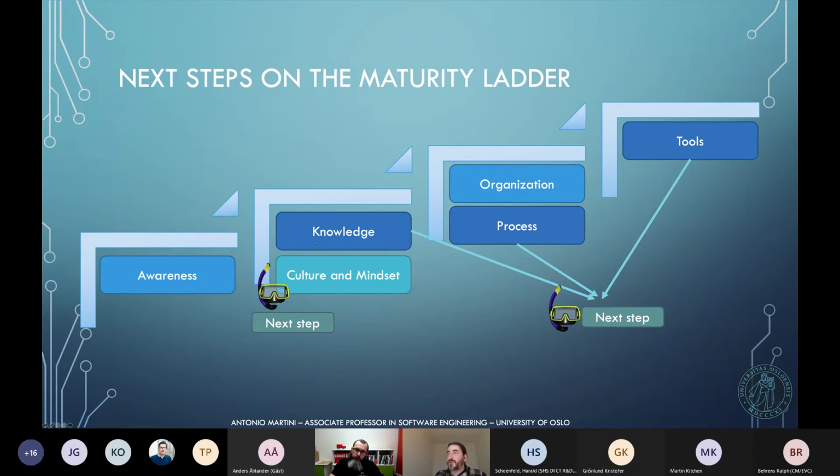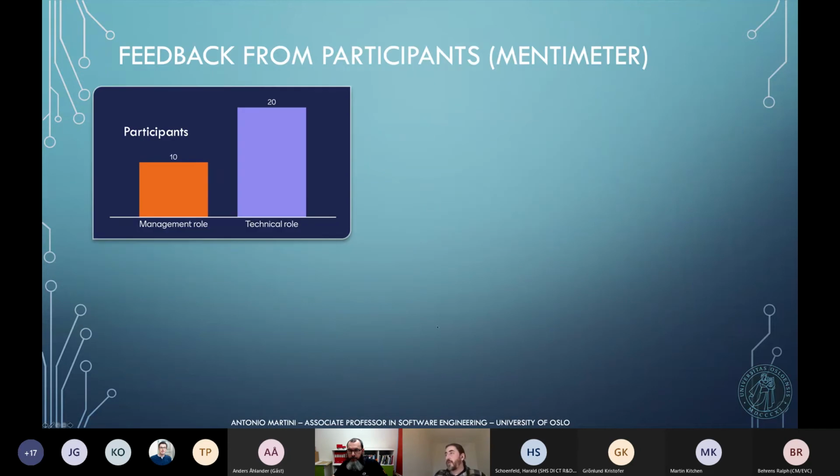Then we have knowledge, culture, and mindset. That is something that we need to understand how to manage technical debt and also how to encourage it, for example. And then we have organization and processes. Once, of course, we have the awareness and we know how to fix things, we can put in place a good organization, a good process, and also tools, because, of course, for tools to actually work, we need to have also the other steps in place.